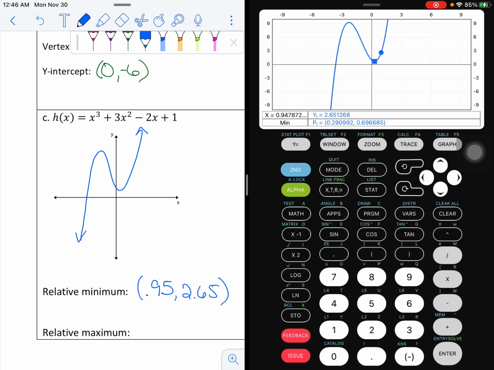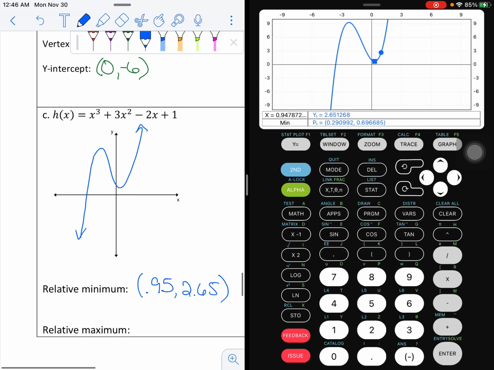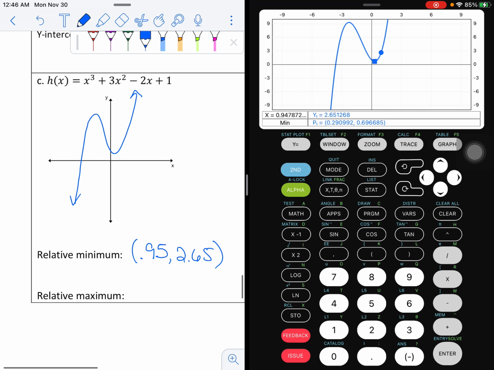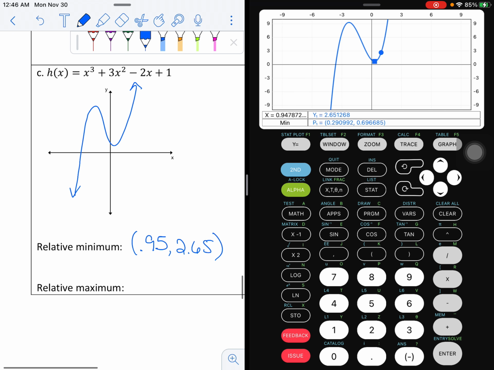Okay. So we're going to repeat that process, but when we repeat that process, we're also going to look at the relative maximum, okay? So relative maximum here is going to be, did I screw something up there? Hold on a second. Oh, I did. Okay. Sorry about that little pause there.